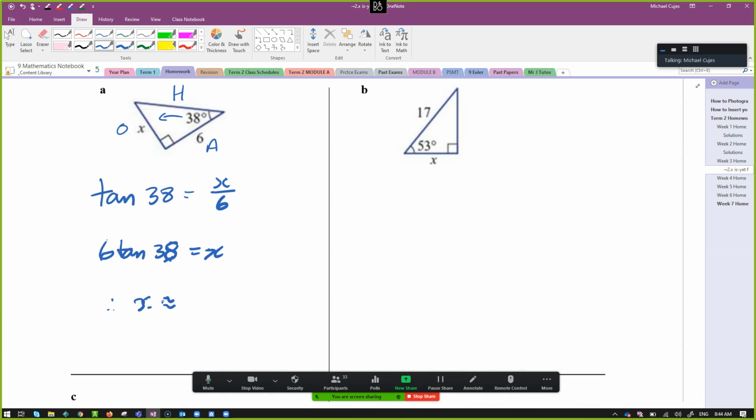Now, it could be that your calculator was in the wrong mode. If you go 6 times tan 38 on your calculator, tan of 45 is 1. So it should be a little bit, oh yeah, 4.6. It is right, 4.6. 697. So we've got to go to 2 decimal places, so 4.70.